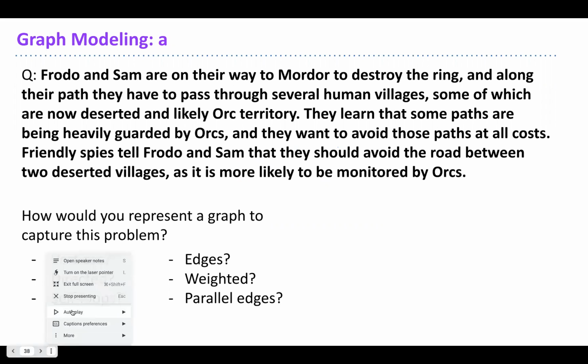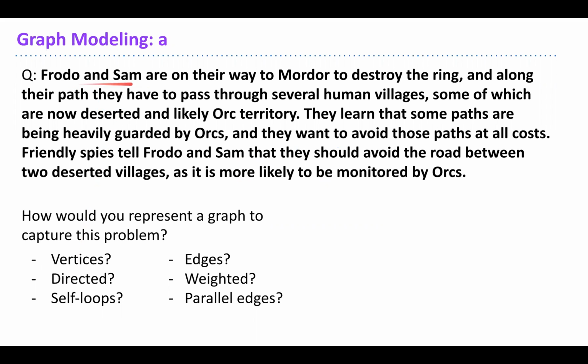So the question basically tells us that there's two people, Frodo and Sam, and they're on their way to this village called Mordor, right? And they have to pass through several human villages. And they have some additional information, such that they know that some of these villages are deserted, and these deserted villages are likely orc territory, and it's mostly heavily guarded by orcs. So we want to avoid this territory, right?